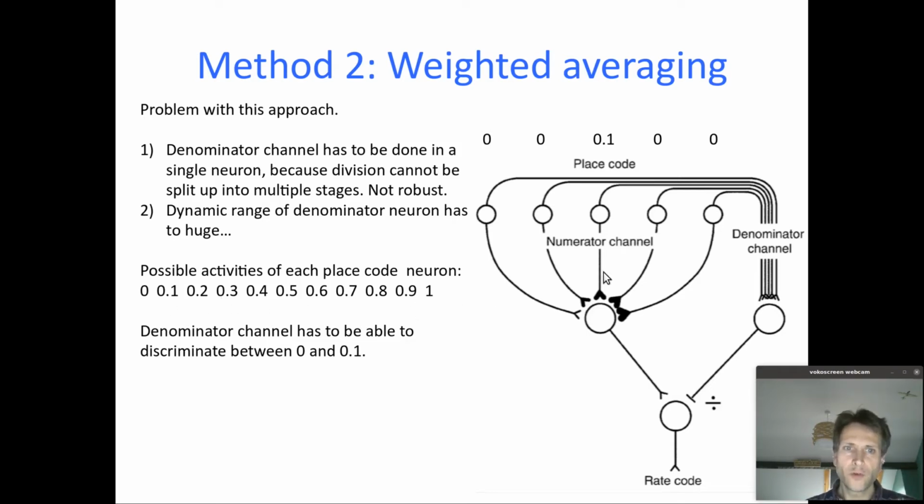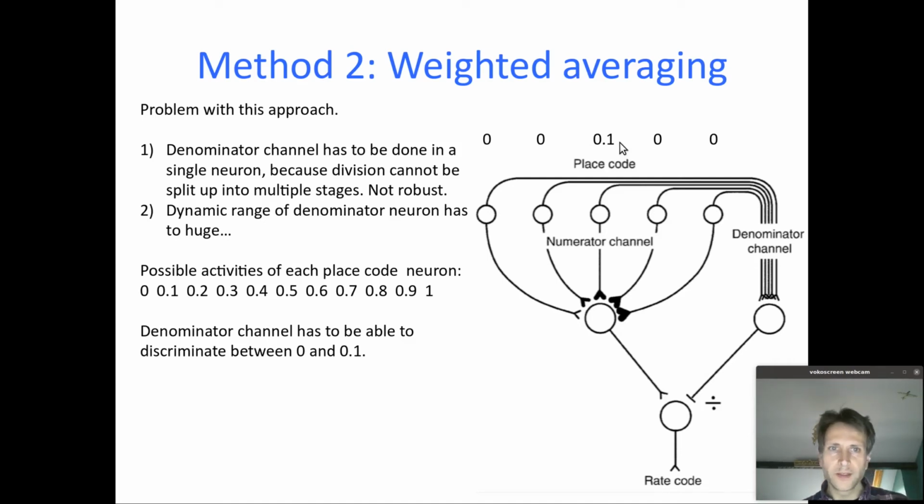So in order for this network to function, the denominator channel has to be able to distinguish between no activity at all, with all of the input place code neurons having 0 output or 0 activity, and then it has to be able to tell the difference between that and any one of them having a value of 0.1. Okay, and we'll say that it can do that.